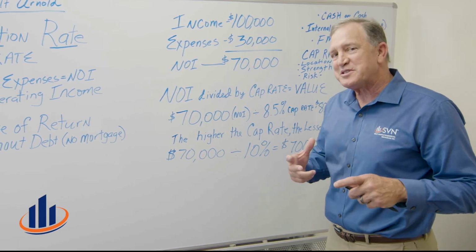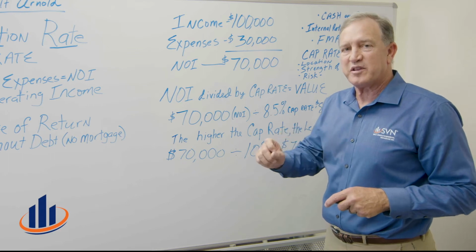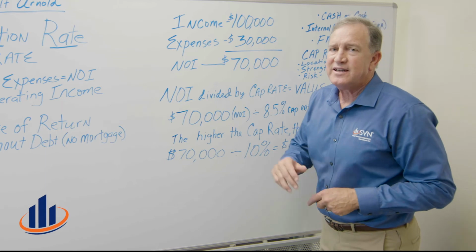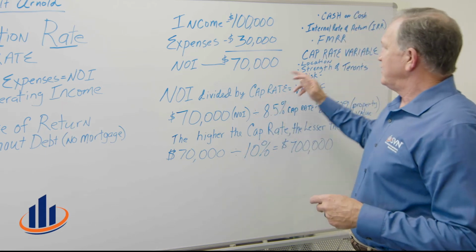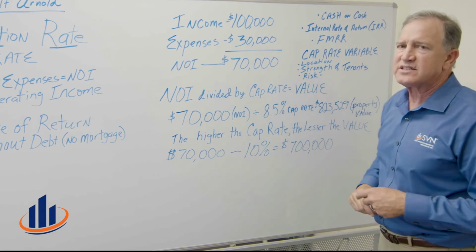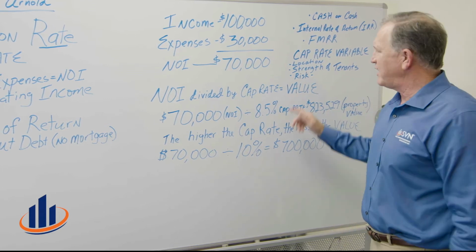There are several different ways to figure out the cap rate, but today we're going to use the most basic way, and the way that most investors look at it and analyze it. And there are really three components. Where is the property located? What is the location of the property? What are the strengths of the tenants? And really, what is my risk?